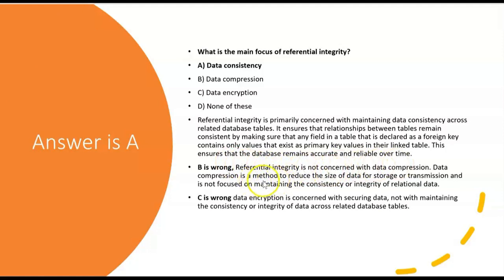B is wrong. Referential integrity is not concerned with data compression. Compression is a method to reduce the size of data for storage or for transmission, but that's not focused on maintaining the consistency or integrity of relational data. And C is wrong. Data encryption is concerned with securing data, not with maintaining the consistency or integrity of data across related database tables.